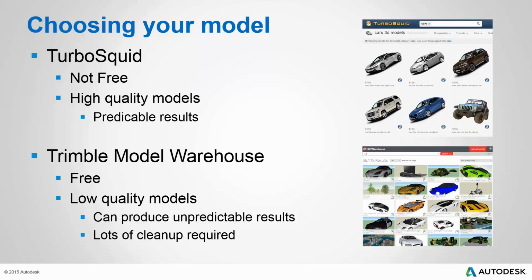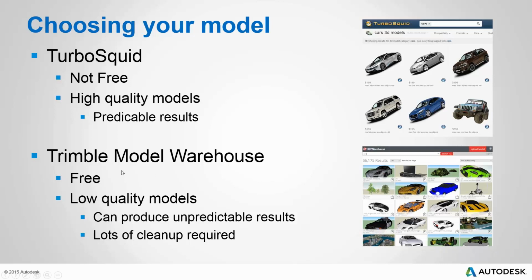Okay, so first thing when you go through, you choose your model, right? There's lots of sources for the models. Two very popular ones are TurboSquid and Trimble Model Warehouse. TurboSquid, well, most of the good models are not free, like they are in Trimble, but the benefit of paying for the model is that oftentimes the model was actually created in 3D Studio Max, so you're getting native 3D Studio Max geometry, and it's far easier to work with, far less cleanup than Trimble.